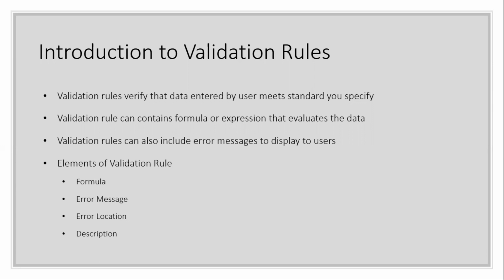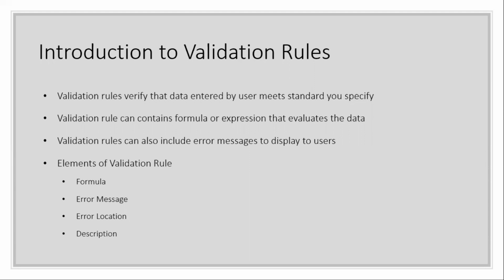The very next important thing in a validation rule is the error message. So what type of error message do we want to display to the user? Okay, and the four important key elements of the validation rule are the formula, of course, which we use to evaluate your data, the error message, the message which you want to show to the user, the location where you want to show the message, on the top of the page or at the field level, and the description of the validation rule.